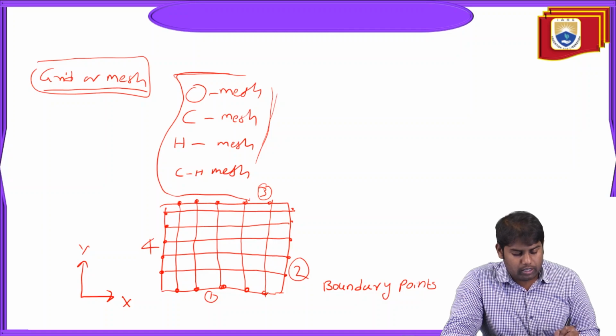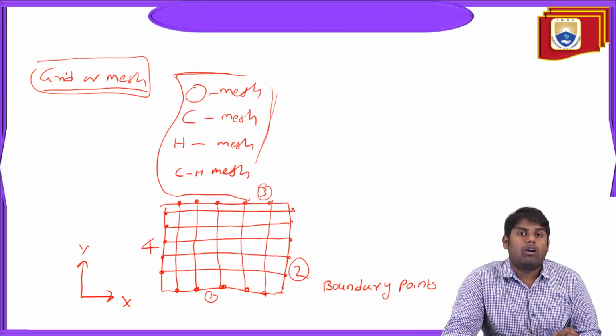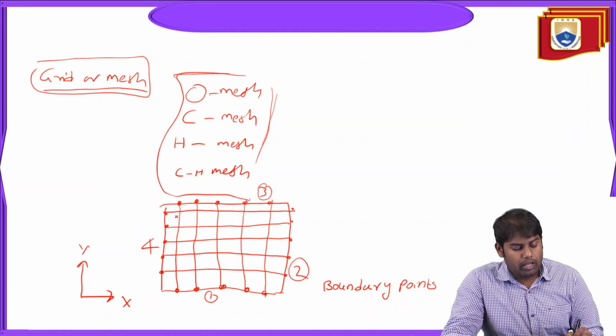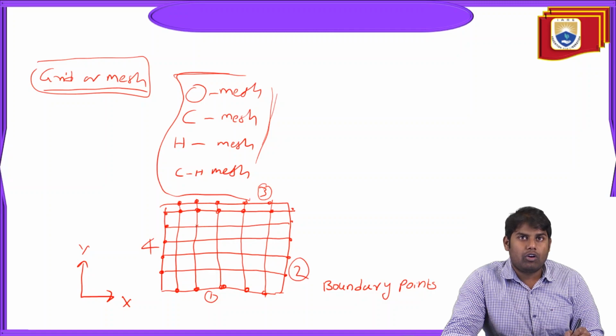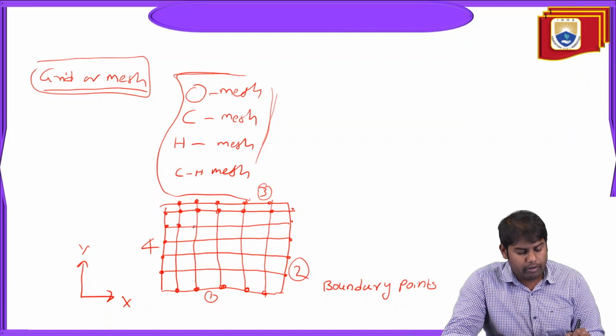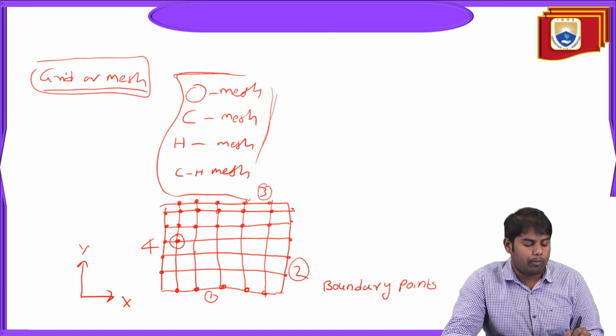So whatever the points that are located on the boundary or surfaces, those are called the boundary points. Here, the grid point or the mesh point is obtained by the intersection of x and y grid lines. Here we have x grid lines, here we have y grid lines. When these two grid lines meet each other, the intersection point is called a grid point.